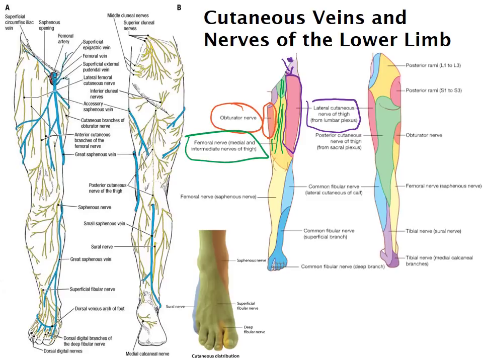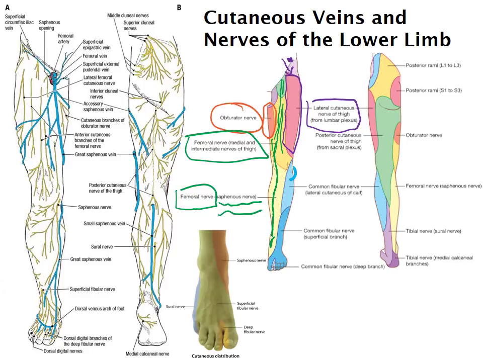And then one branch of the femoral nerve comes down in this direction and innervates the medial leg. And that nerve is the saphenous nerve.